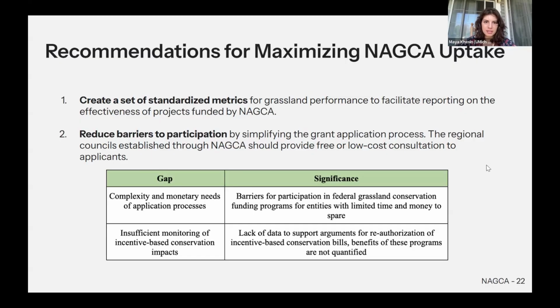So NAGCA would establish regional councils, and they could be mobilized to provide free or low-cost consultation to applicants, because applicants already do a lot of outreach with private consulting firms, which can be pretty expensive, which limits the people that can apply to these programs.